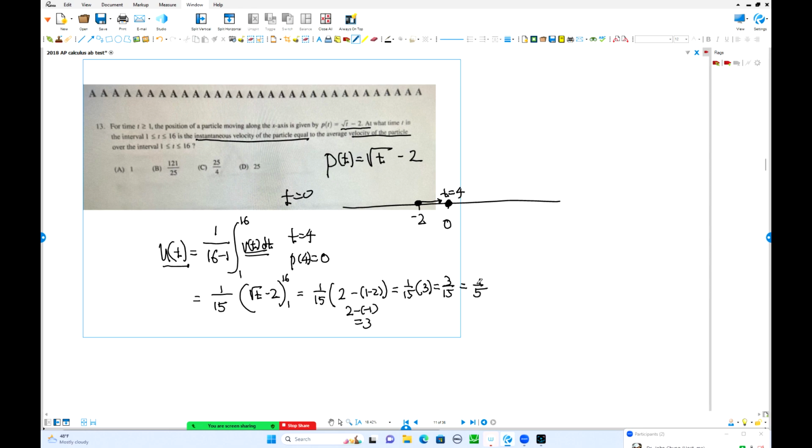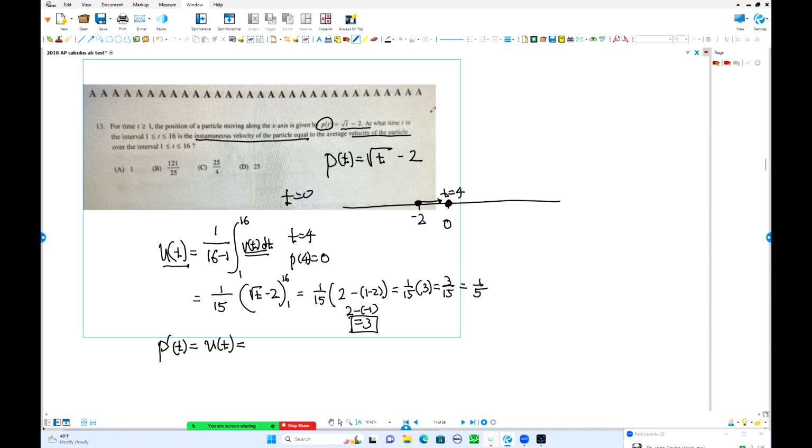The question is a little weird. At what time t does the instantaneous velocity equal this average velocity? Instantaneous velocity is a derivative. We're going to find the velocity and set it equal to this number, for what time t. Velocity is p prime of t.